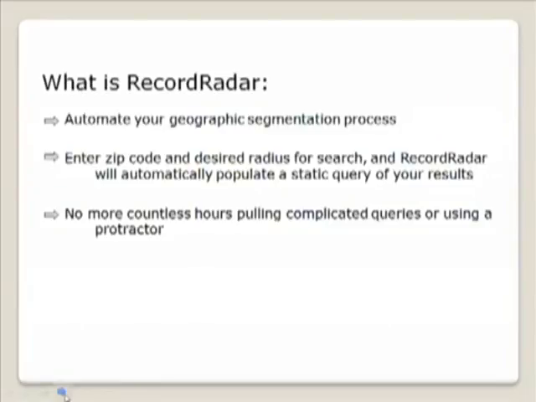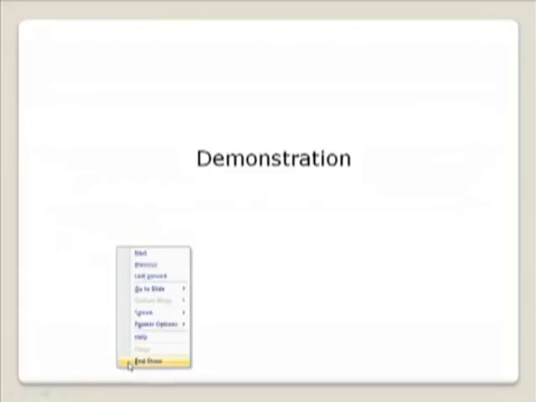I've found that Record Radar has been especially useful for organizations doing segmentation for alumni, mailings, events, even major gift officers, but it can really be used for any organization that has an interest or need to easily segment their constituents by a geographic location. So let's jump into a demonstration. I'll show you exactly what I'm speaking about here.